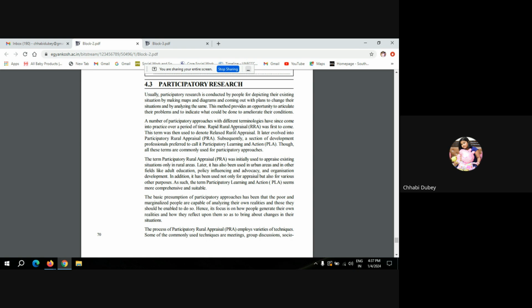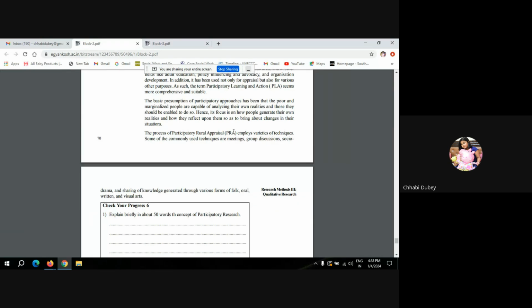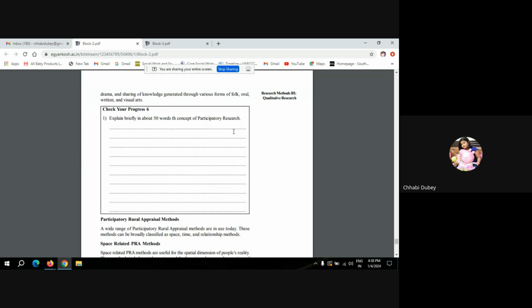The basic presumption of PRA is that the poor and marginalized people are capable of analyzing their own realities, and they should be enabled to do so. Their participation and involvement in the development process, in the process of their own welfare, is very important, and they should be involved in the planning process altogether. Participatory rural appraisal employs a variety of techniques, like meetings, focus group discussions, social drama, and sharing of knowledge generated through various forms of folk art or oral, written and visual arts. All of these things are generally used.